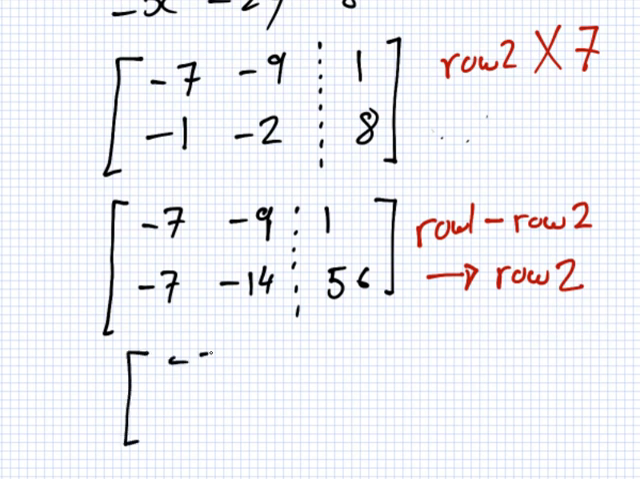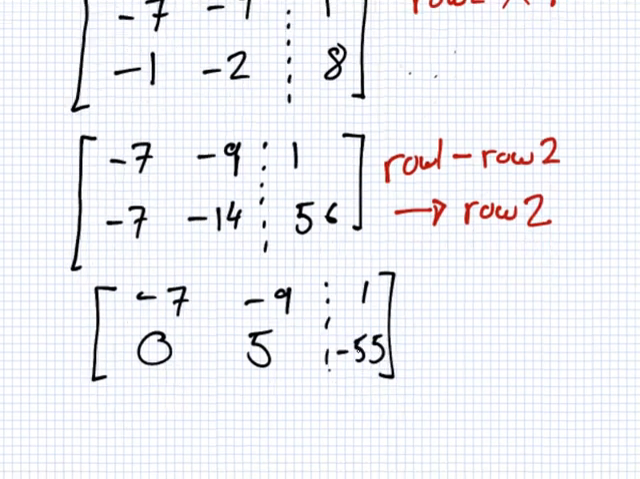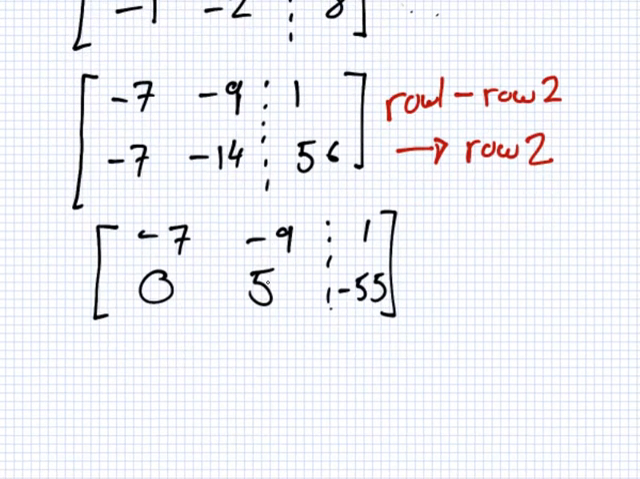So the first row stays the same. Minus 7 minus minus 7, 0. Minus 9 minus 14 is 5, and then this one is minus 55. Okay, now I want to try and make these the same. What will I do?